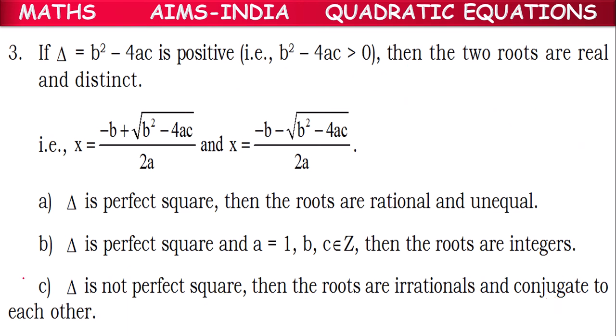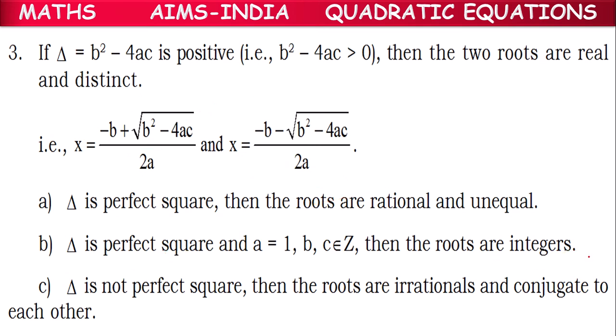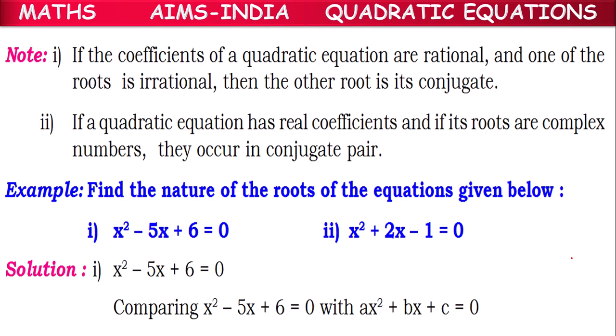And suppose it is a perfect square and this a is an integer which is equal to 1, and b and c are other integers, means the denominator part becomes 1. Then the roots will be considered as integers. So like this.